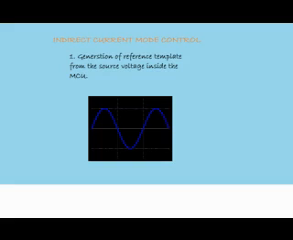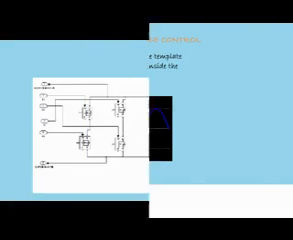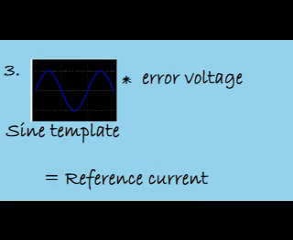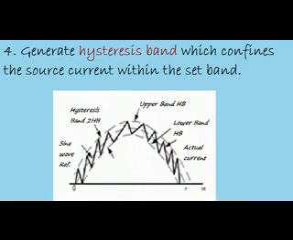The control scheme used is the indirect current control mode. The principle is to compare a reference with the source current waveform. In this, the DC link voltage is compared with a reference voltage and an error is generated. The reference current is generated in the MCU by means of a DC link voltage and unity sine template. The difference between the reference current and the source current is kept within a certain band called the hysteresis band. The hysteresis band defines the maximum and minimum values of current.